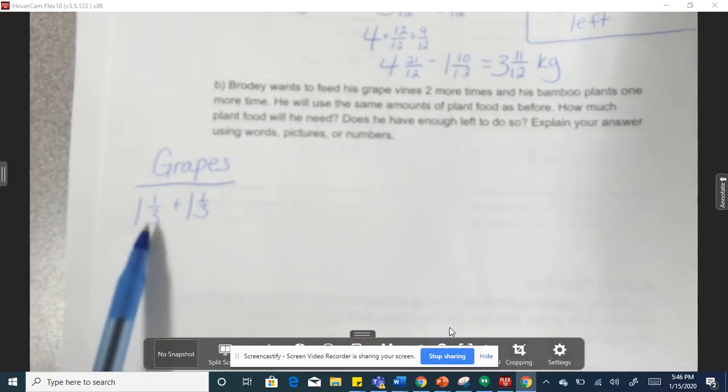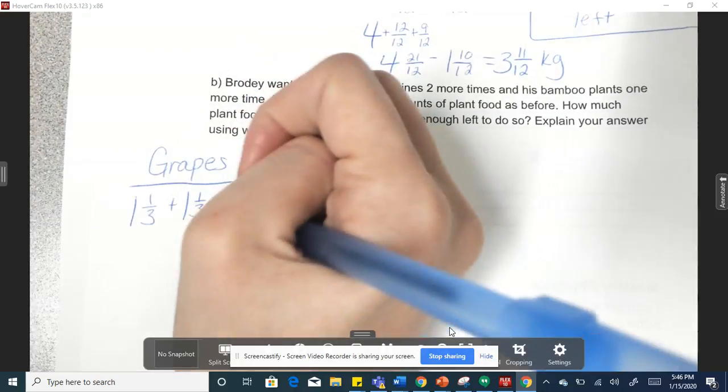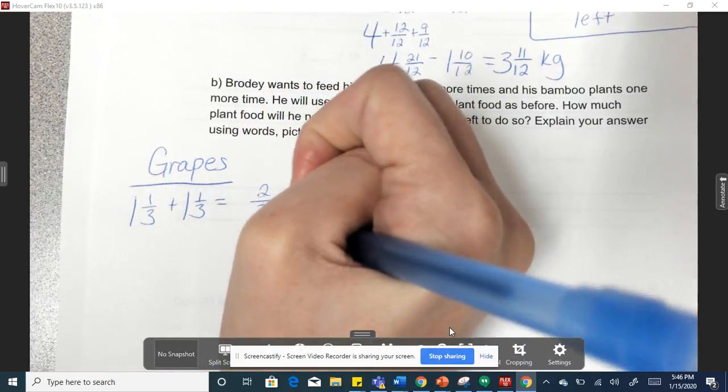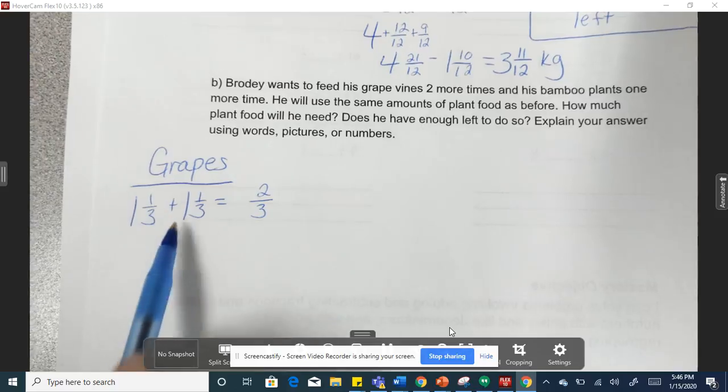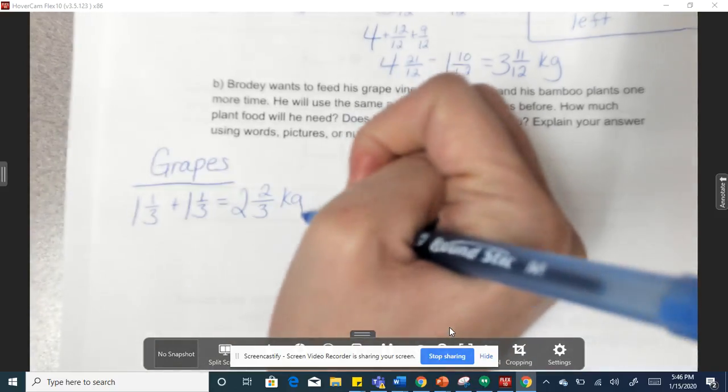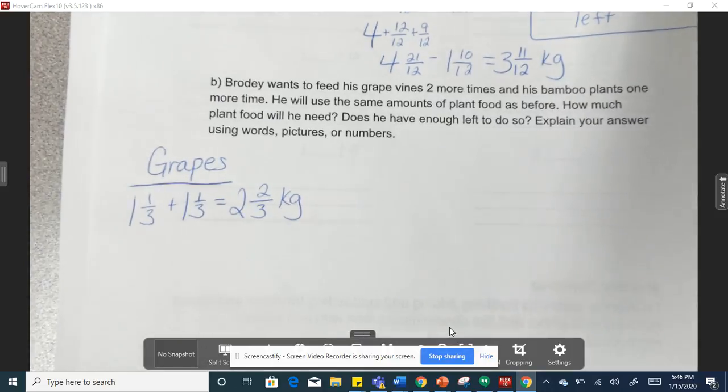Now I can add starting with my fractions. 1/3 plus 1/3 is 2/3. Ooh, almost said 6. 2/3. 1 plus 1 is 2. So on his grapes, he used a total of 2 2/3 kilograms.